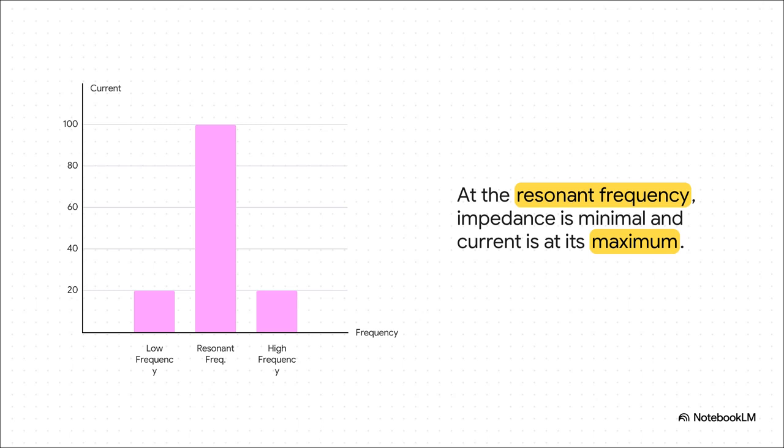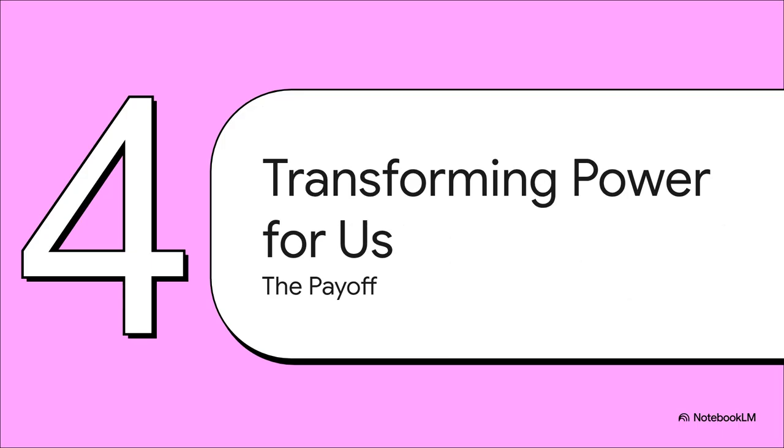This isn't just theory, by the way. This is exactly how you tune an old-school radio. You're literally turning a knob to adjust the circuit and find that resonant frequency for your favorite station. Okay, let's bring this all home. We're moving to our final section to see the real-world payoff for all this theory. Because all of these principles enable one of the most important inventions in human history.